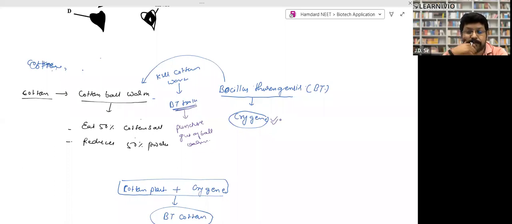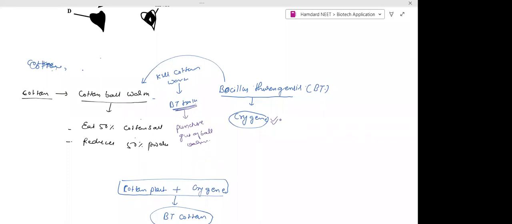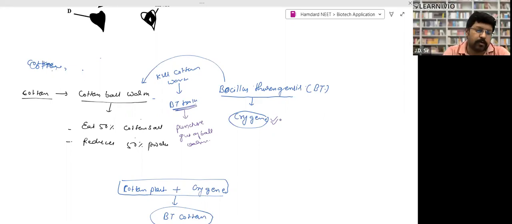Okay, I have a question. How does BT toxin get activated inside the gut of the cotton boll worm? When Bacillus thuringiensis produces BT toxin, it is in an inactive form, and inside the gut of that worm, it becomes active. How does it become active? Tell me, Ramya, you are telling me. So the alkaline pH in the... Very good.